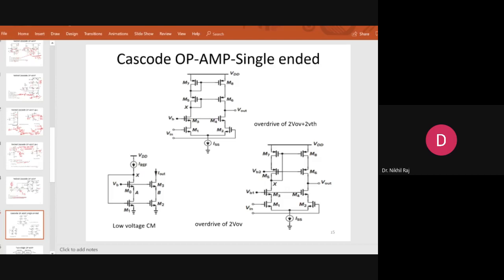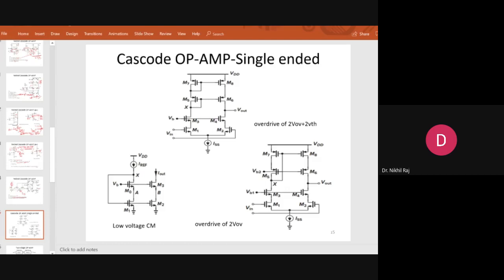Okay, so that was the advantage of folded cascode. The folded cascode provided the better input common mode range, and for the buffer it is definitely better. And in order to improve the gain, we do the cascoding, and that cascoding will not disturb my common mode range. However, the swing will be limited. Now again coming back to the cascode op amp, now we'll deal with the cascode op amp with single ended.